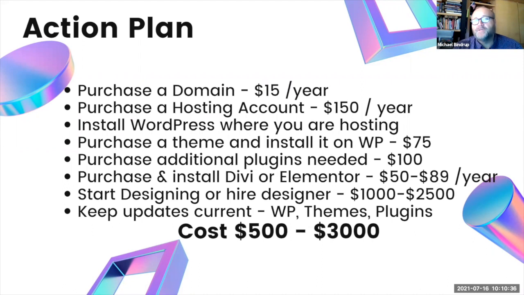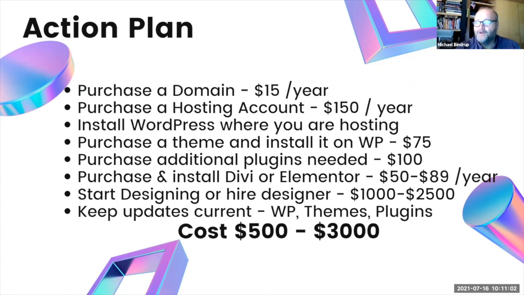Then you're going to purchase some additional plugins you need, which I'd say you purchase two, and it's going to cost you about $100. And then at that point, you can purchase and install either Divi or Elementor, and it'll run you between $50 to $89 a year to have access to that. And then you can start designing at that point. So if you're going to design your own site, it's going to cost about $500 in WordPress to start.